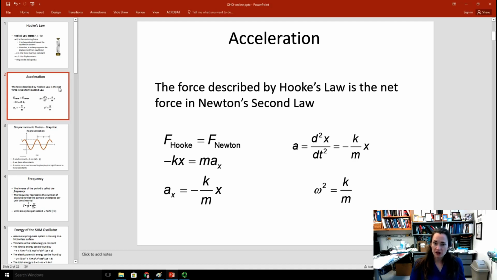Now remember, the acceleration is the second derivative of the position with respect to time. And so this gives you a little differential equation where you take two derivatives of x and get back some negative constants times x. Now oftentimes we call omega squared equal to k over m. And omega would be the angular frequency of oscillation for this mass on a spring.